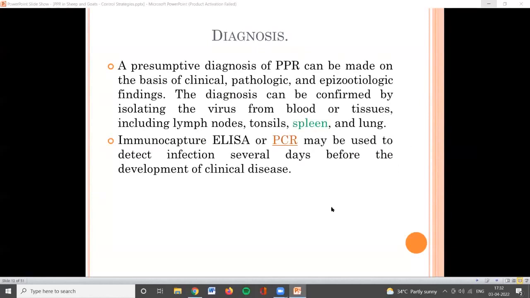Diagnosis of PPR could be done on the basis of clinical and pathological findings. Diagnosis can be confirmed by the isolation of the virus from blood or tissues, including lymph node, tonsils, and spleen, which is a very good source of virus. Spleen and the mesenteric lymph node. Immunocapture ELISA or PCR is also used for detection of the disease.